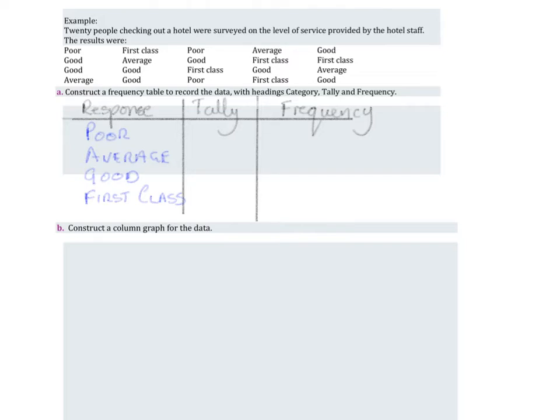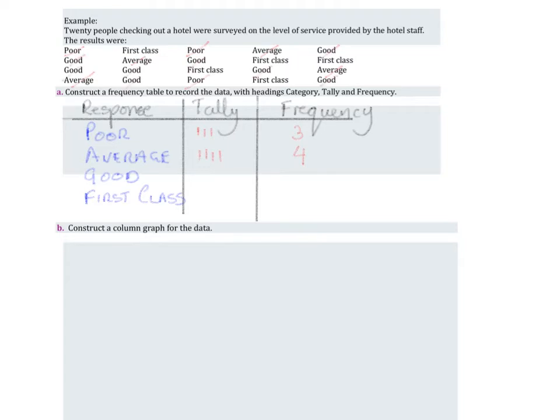Now, the easiest way to do this is to use your original data and put a line through it so that you can keep count of whether or not you've actually counted it. So we're going to start with poor. So 1, 2, 3. So my tally is 1, 2, 3, and my frequency is 3. And then I'm going to do exactly the same for all of the other ones. Average is 4, and so has a frequency of 4.